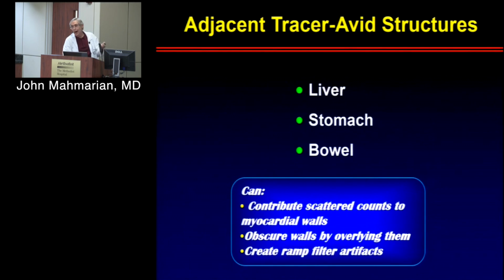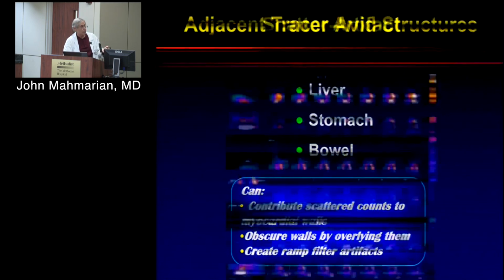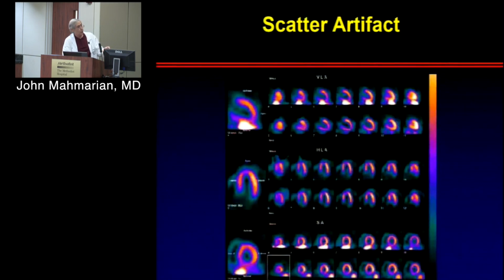So subdiaphragmatic count activity can hide perfusion abnormalities, or it can create perfusion abnormalities. This is an example where you see a lot of gut over the inferior wall of the heart. No one could read whether this was actually a normal inferior wall or not, because you can't see the inferior wall. It's completely covered over by the gut, right?